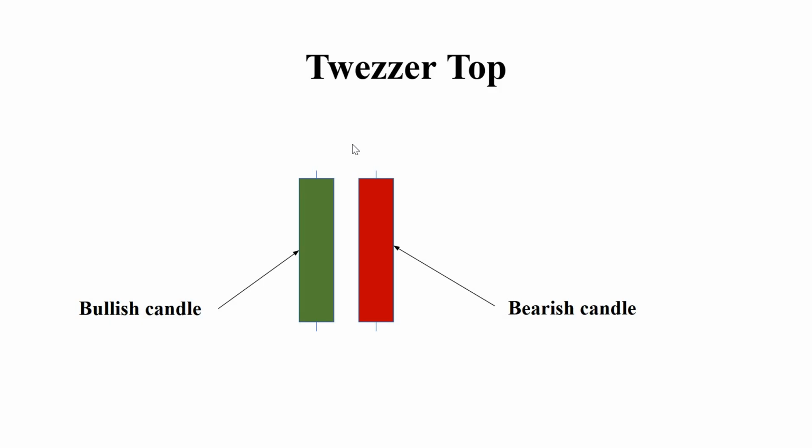All right. So when the tweezer top occurs at the end of an uptrend, it is a bearish reversal pattern, meaning that as I explained, buyers are in control of the market, they push the price all the way up. Then sellers push the price down with equal strength, telling us that they are ready to resist price from going up and ready to push the market down. So when you see this, it's a signal that sellers are taking control of the market. So that is it for the tweezer top.